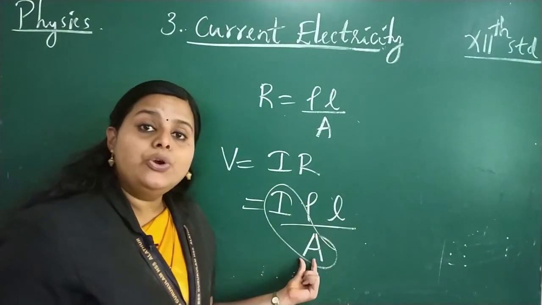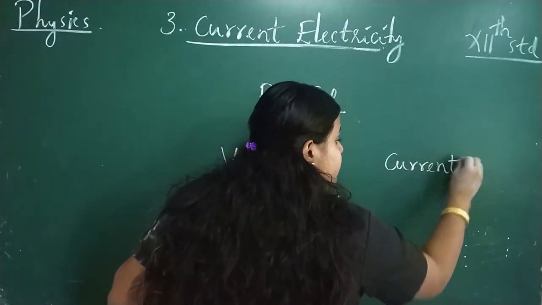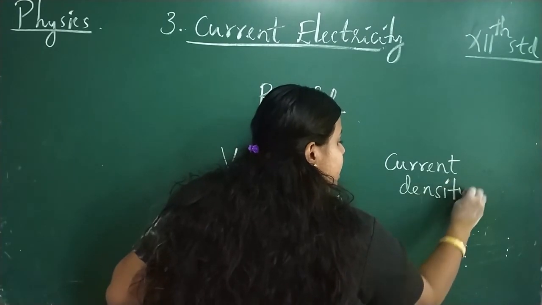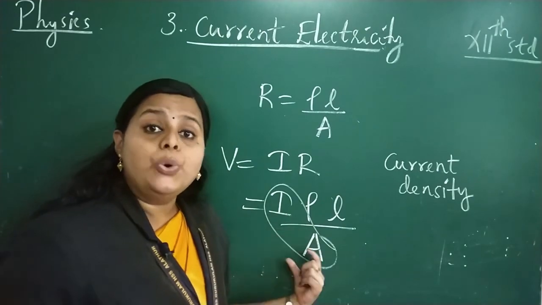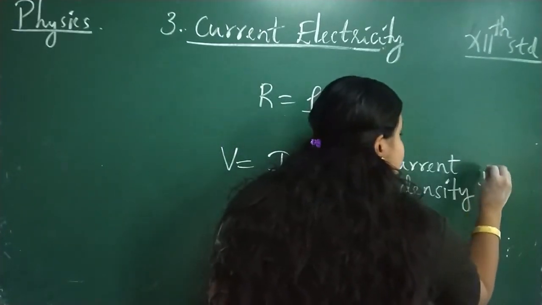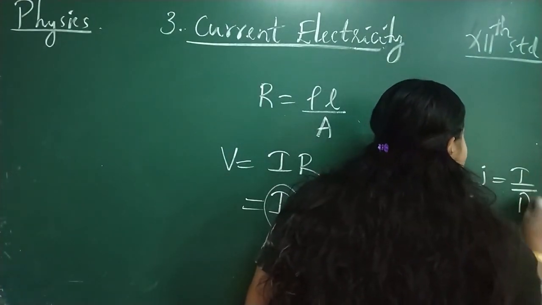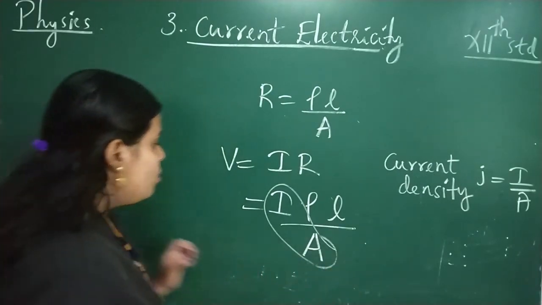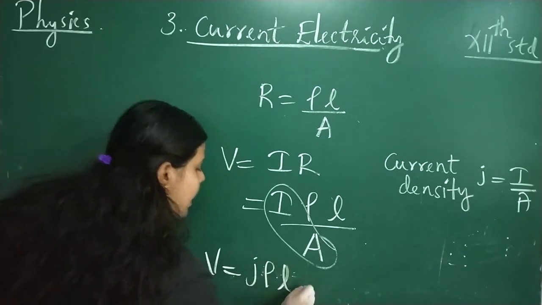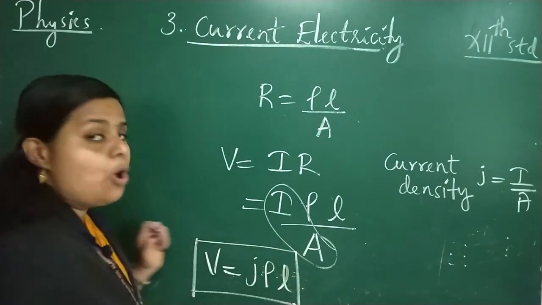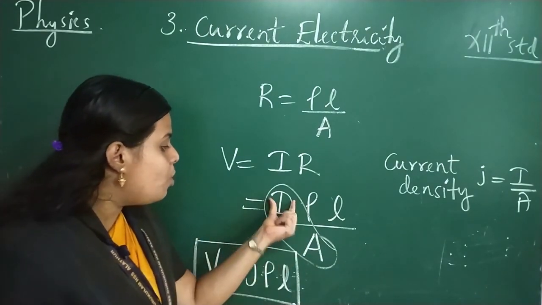Okay, here we are going to define a physical quantity, that is the current per unit area, that is known as the current density. It is a new physical quantity, current density. So what is current density? It is the current flowing per unit area, and which is denoted by the letter J, small letter J, and J is equal to I divided by A. Clear? So here we can write V is equal to J rho L. This is another expression for Ohm's law in terms of current density, where J is equal to I divided by A.